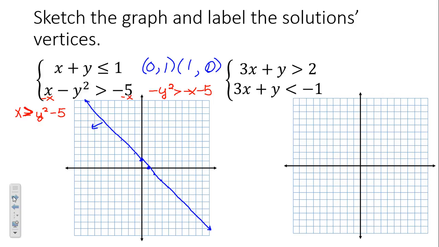Now what do we do? Divide by a negative 1 and switch the inequality. So we would have y squared is less than x plus 5. And then we have to make it a plain old y, right? So we would take the square root. When we take the square root, we have to remember our plus or minus the square root of x plus 5. So now what do you think has happened? Has it shifted left or right or up or down?